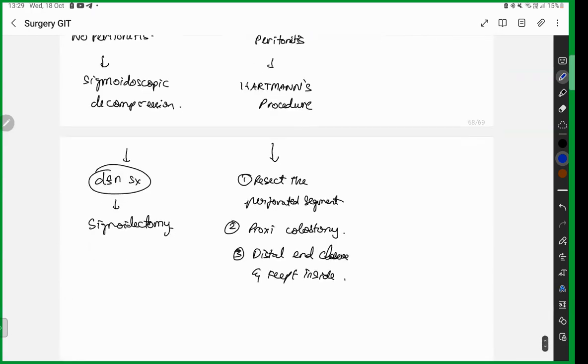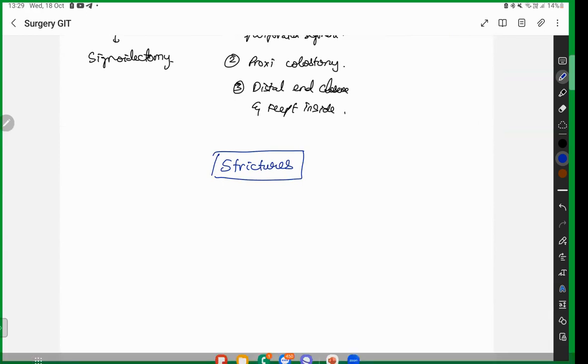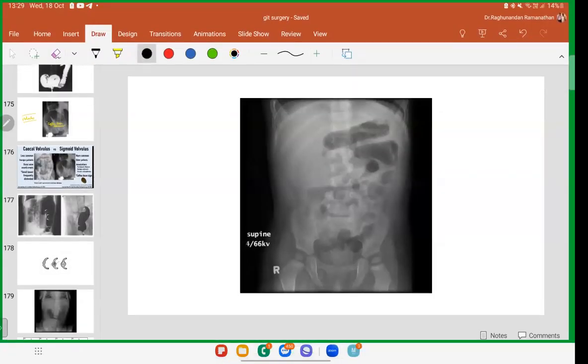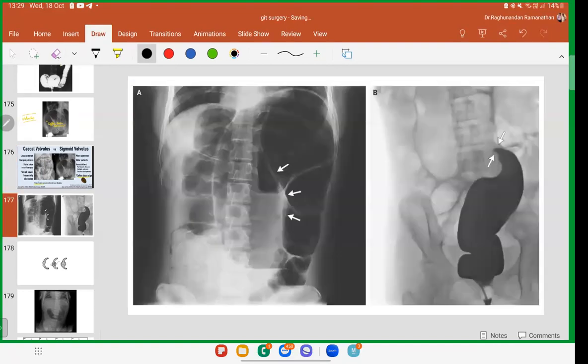Next we are going to move towards the next part, that is your strictures. Can we start with strictures, guys? Yes, I think volvulus is over. So this is your cecal volvulus and your sigmoid volvulus. In sigmoid volvulus, you're going to have coffee bean appearance. In your cecal volvulus, you're going to see stack of coins appearance.